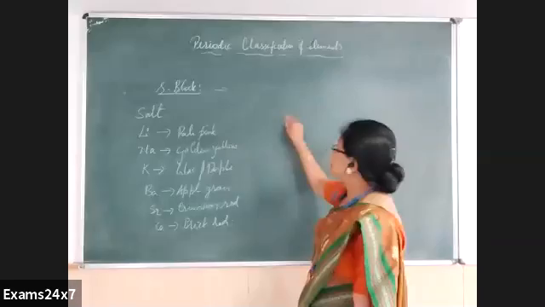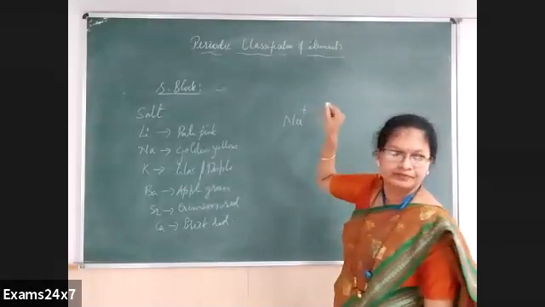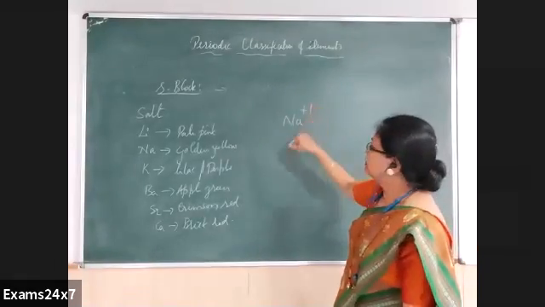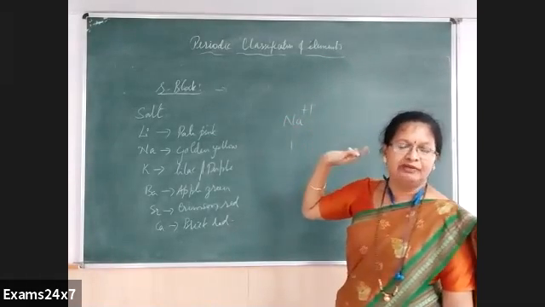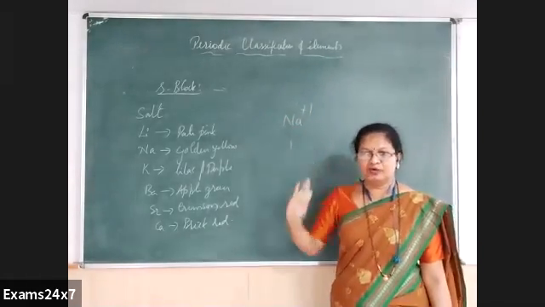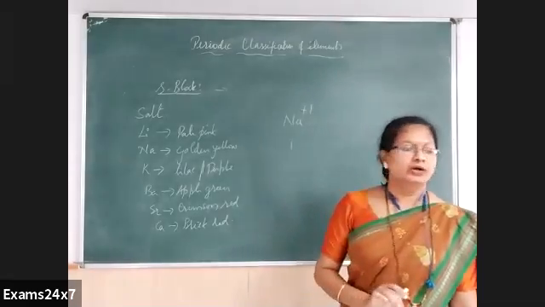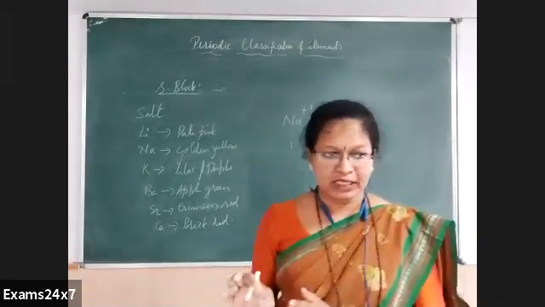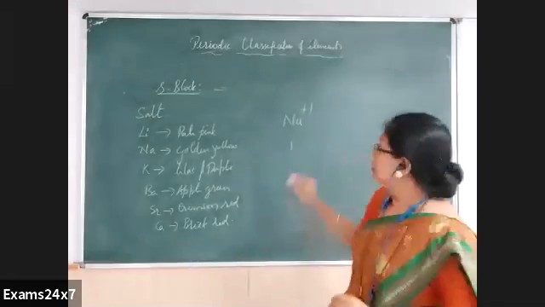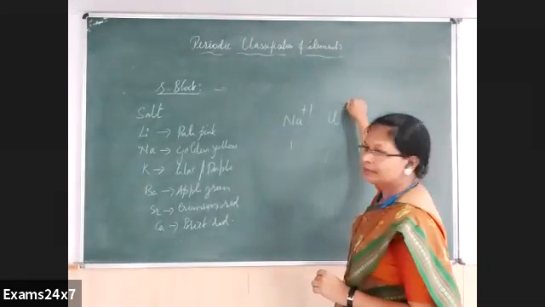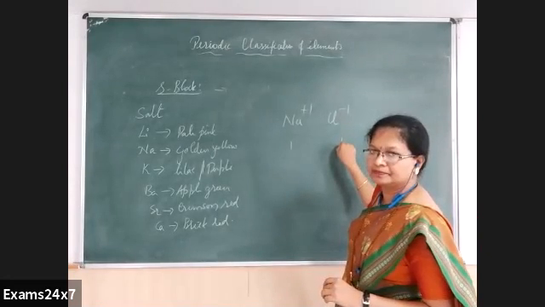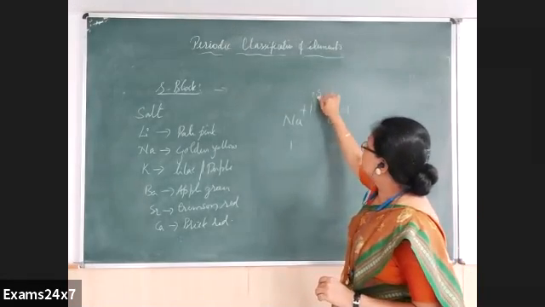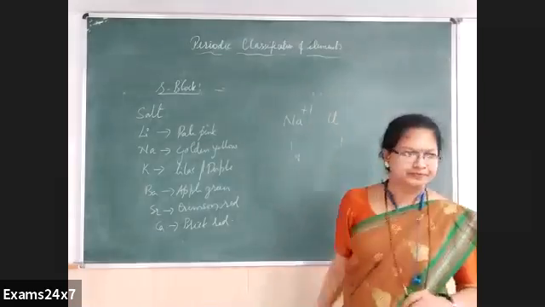Sodium's oxidation state is +1. What is the valency of sodium? 1. Remove that sign, and the number will be the valency. That is the difference between oxidation state and valency. Oxidation state is stated along with the sign, valency is only the number. Chloride has oxidation number -1, its valency is 1. This is oxidation state and this is valency.